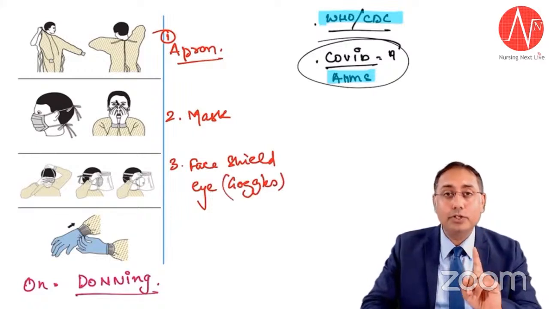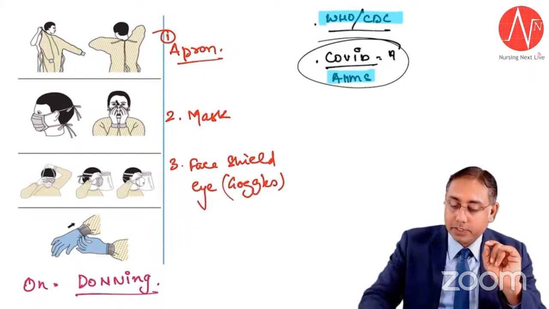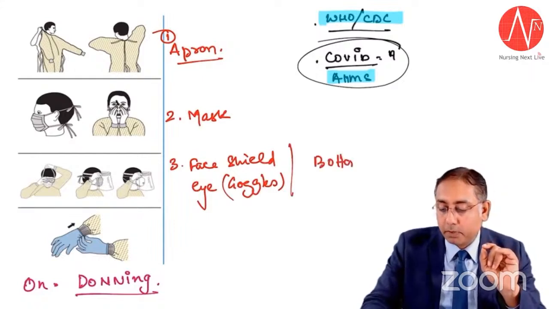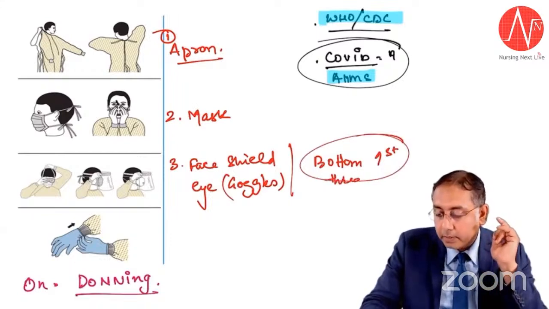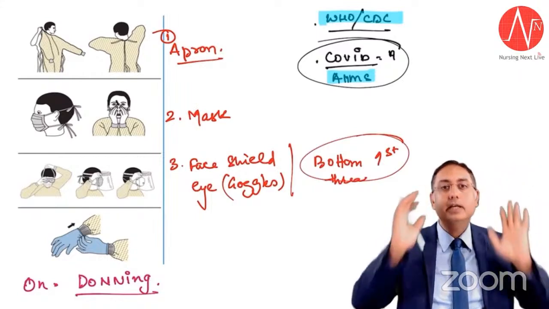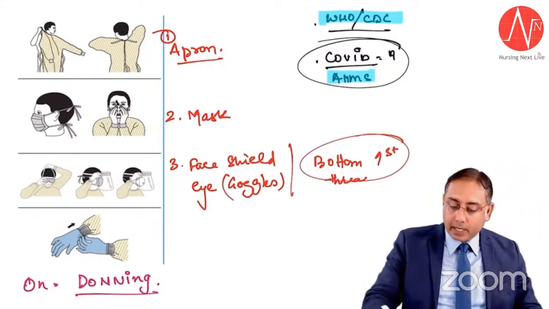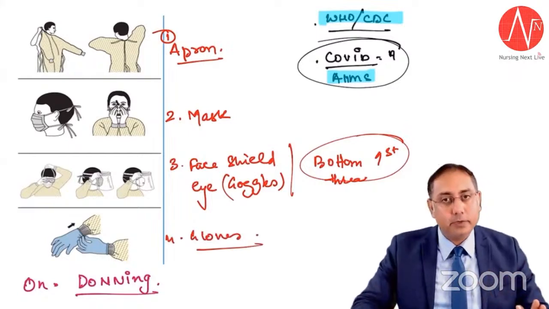Please note in the face shield also, this is an important MCQ, what thread would you be tying first? It is the bottom thread first. So it is the bottom thread which has to be tied first, and then you take on the above thread. And last is you wear the gloves. So that is the standard WHO sequence.